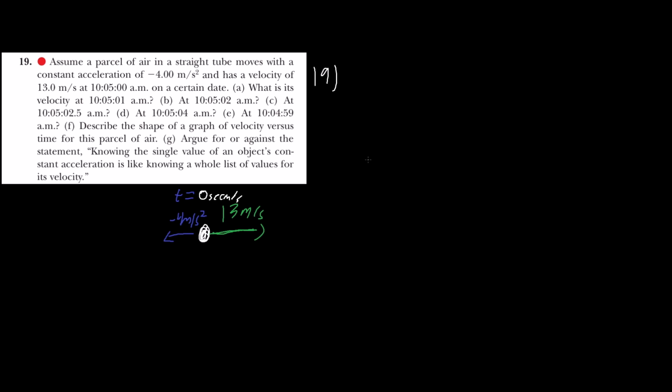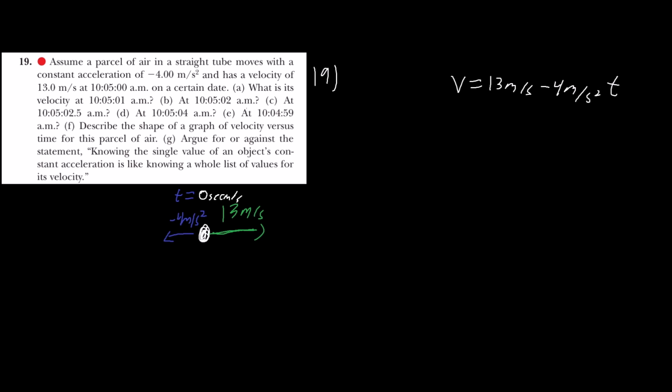So knowing this information alone, we can already set up the equation off the bat for the velocity, because that's what it's asking for. The final velocity is going to be some initial velocity, 13 meters per second, minus 4 meters per second squared times the time. That's really the equation we're going to need. So we can specify that when t equals 0, this is at 13 meters per second.